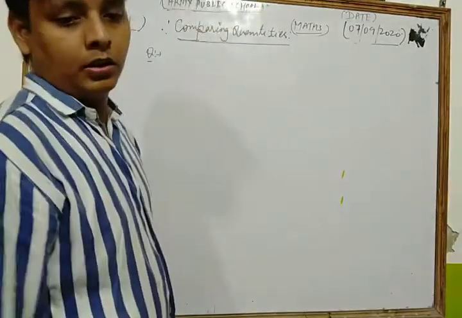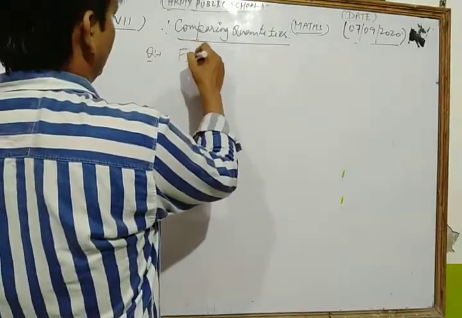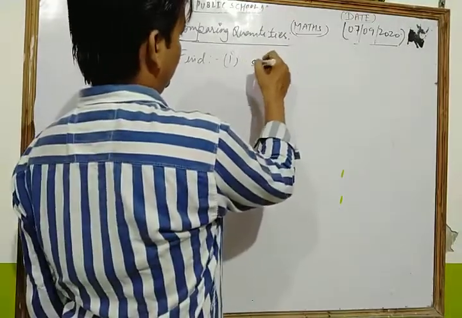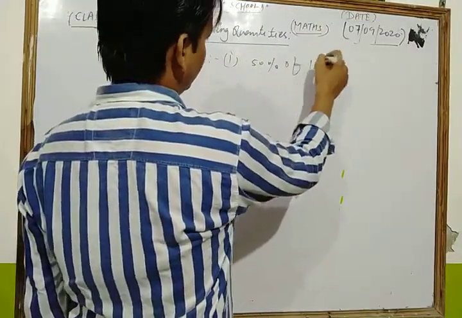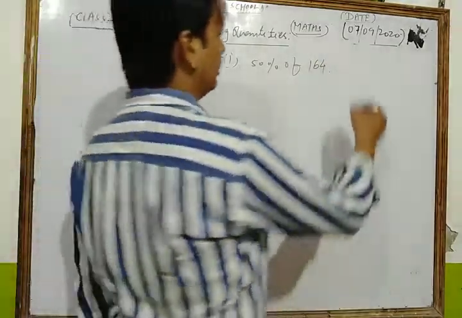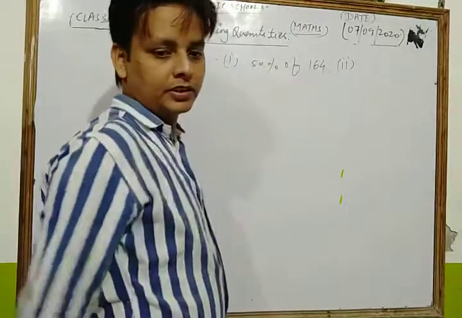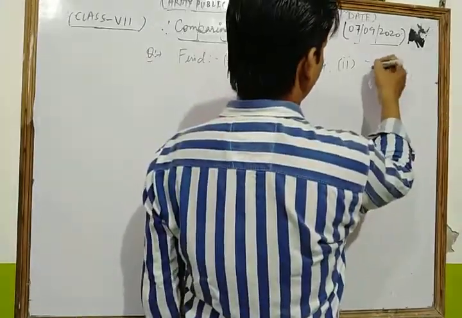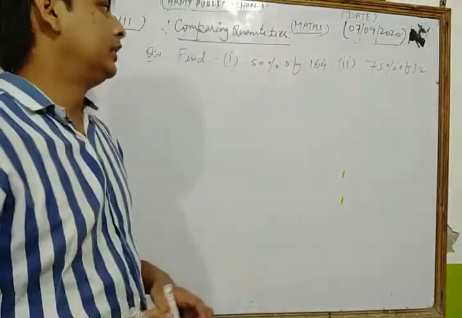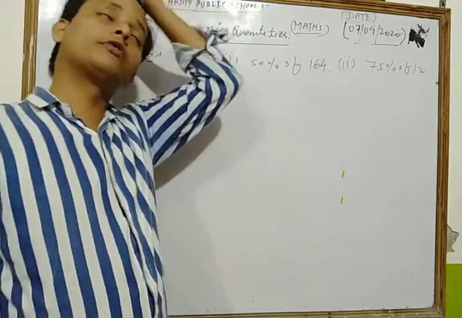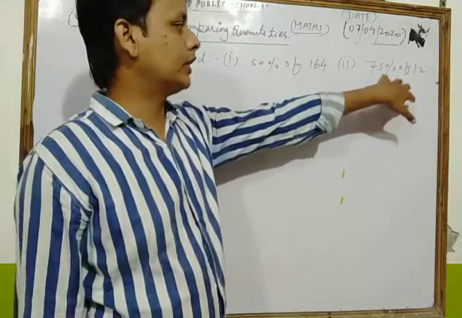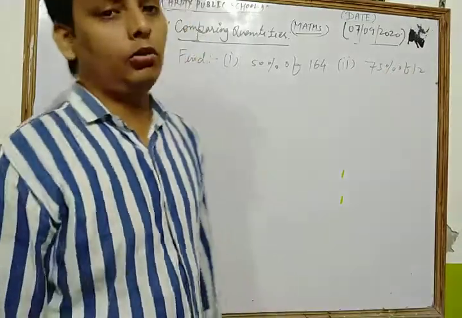Take a question. Find first point, 50% of 164. Second one, 75% of 12. Dear student, in that question we just find 50% of 164, and in that question we just find 75% of 12. Now let's see its solution.